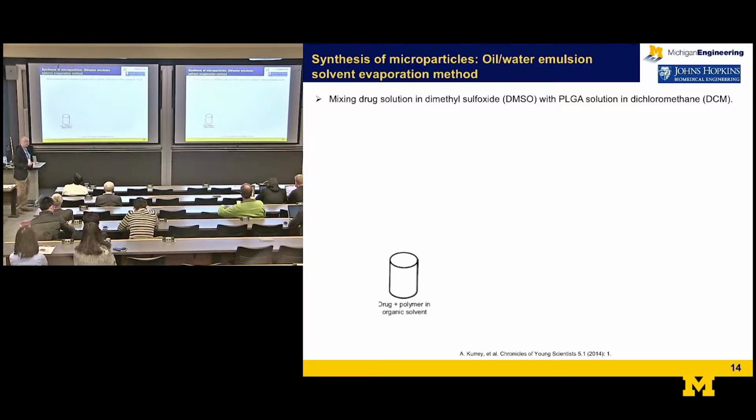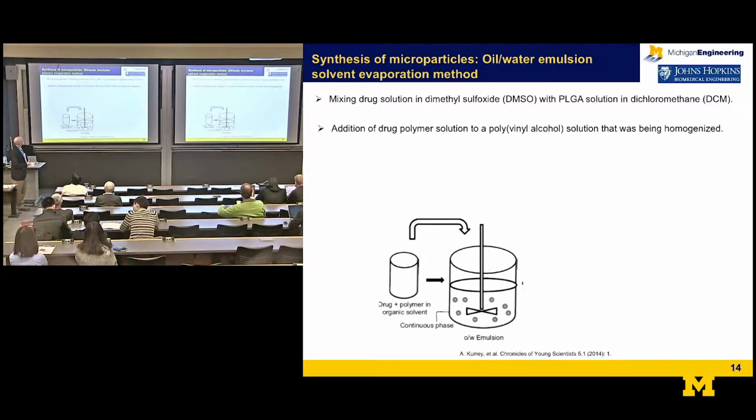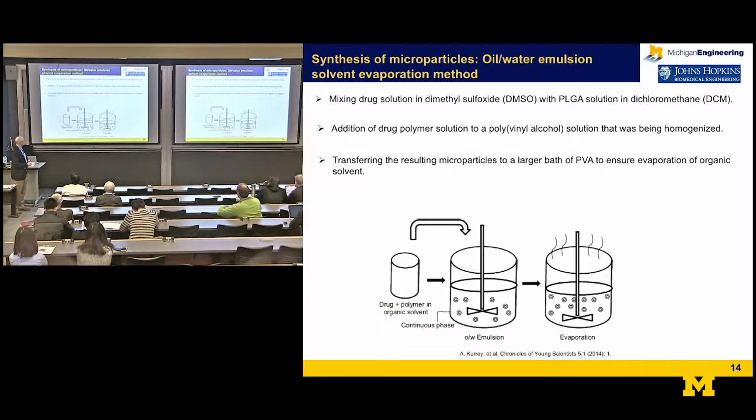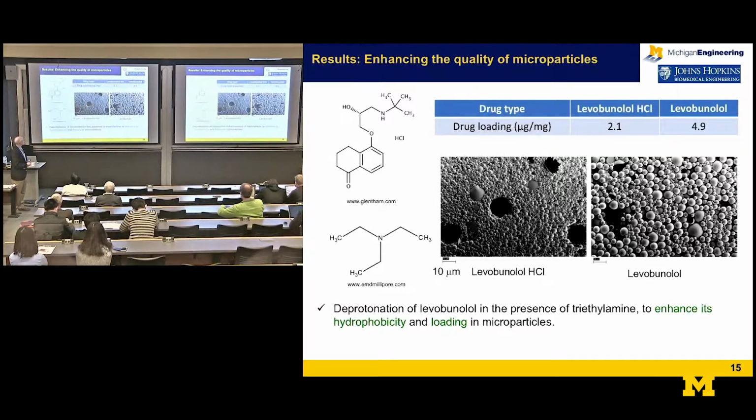So we use a standard method to make the microparticles. So this consists of mixing the drug in one solvent, DMSO, and the PLGA that will make the particles in another one, dichloromethane, which are mixed together into an organic solution that's then stirred into an aqueous solution of polyvinyl alcohol. And this will phase separate into these droplets that are then dried out. Microparticles are harvested containing the drug. So this just shows you one example of them.